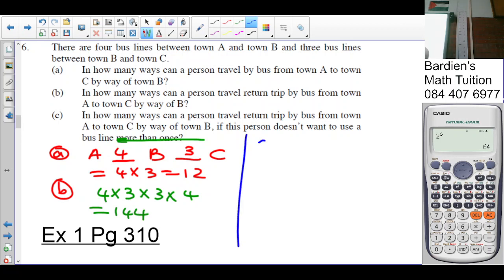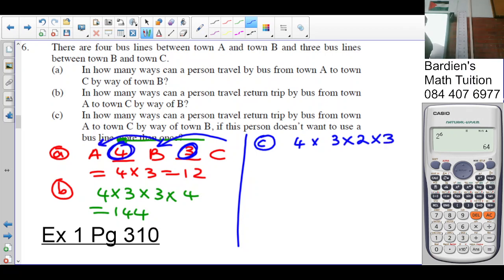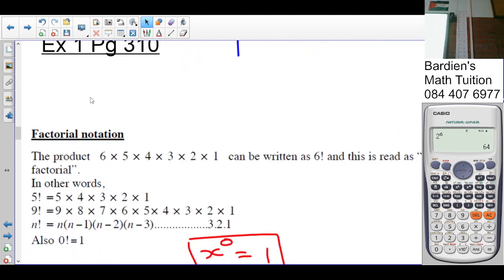Now looking at C, C asks how many ways can a person travel the return trip by bus from town A to town C by way of town B if the person doesn't want to use the same link twice. So going from town A to town B, there are 4 ways. From B to C there are 3 ways. Now on the return trip from C to B, they're using one of the ways, so I'm left with 2. And from B to A, I'm using one of those, so I'm left with 3. So that would be 12 times 6, which is 72. A combination of 72 routes is possible with the information given.